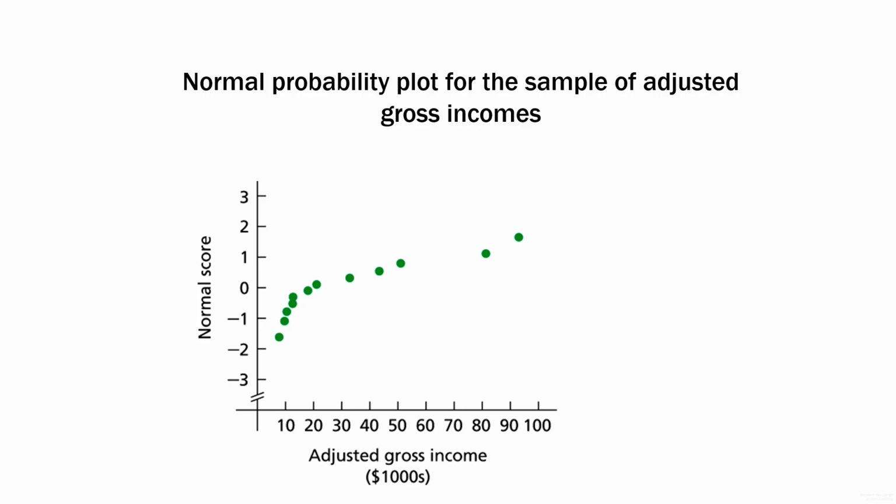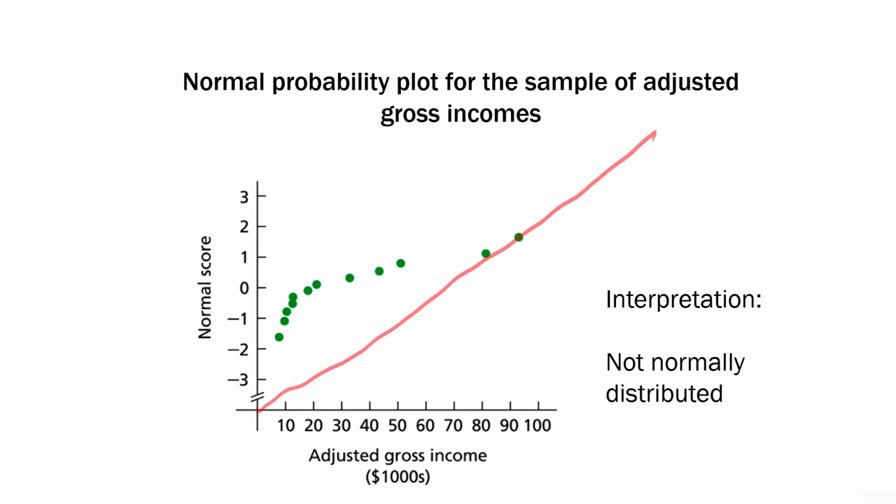Now, the question is, is this roughly normal? What we'll do is draw a trend line on here. I'll get my little pen out. I'll do a different color. And this is the line. Now, what you're looking for is for your points to cluster around this line. And if they do, then it's considered to be relatively normal. But for this one here, it doesn't follow that line at all. And so last year's adjusted gross incomes are not approximately normally distributed.